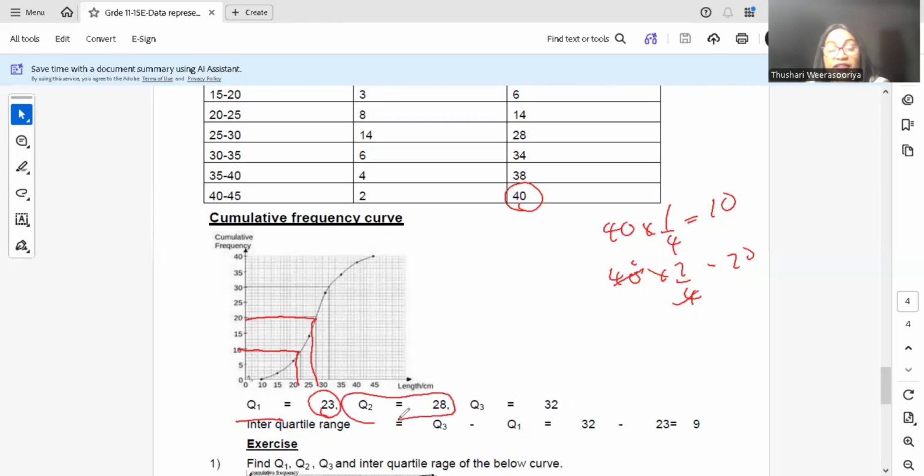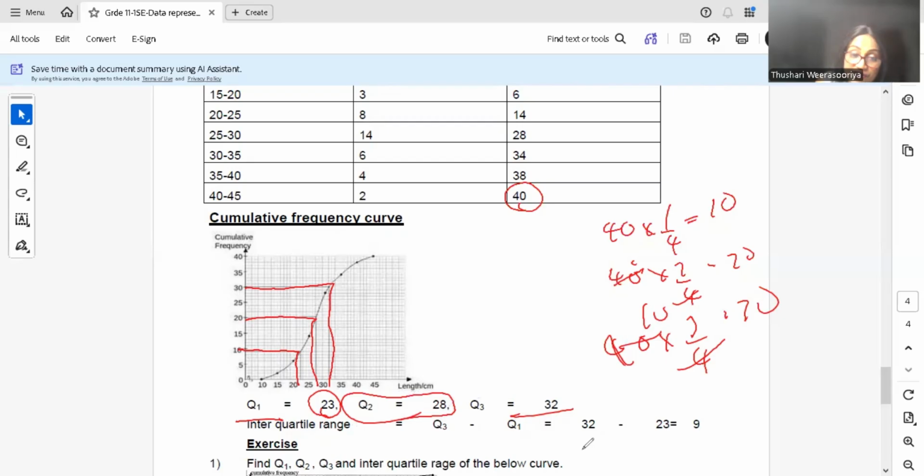Then 40 multiplied by 3 over 4, that is 30. The corresponding value gives 32. Now Q3 minus Q1. Once you find Q3 minus Q1, you get the interquartile range also.